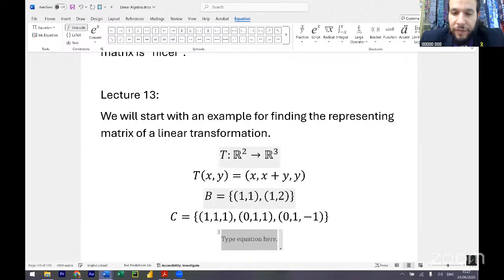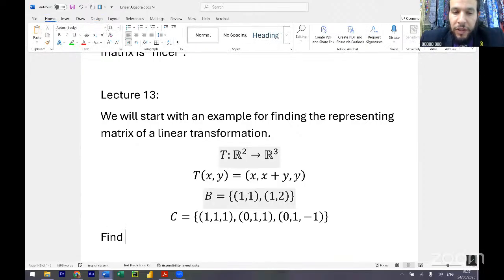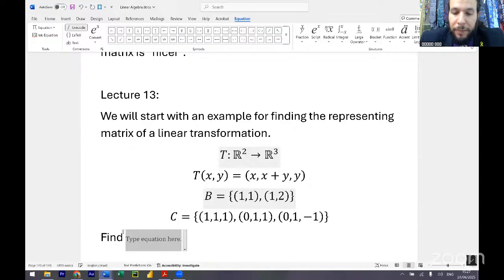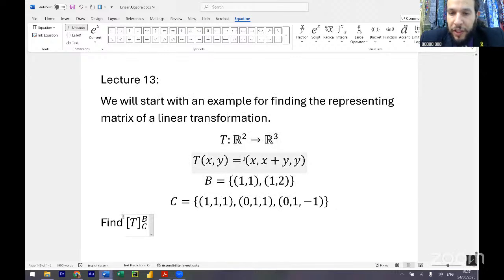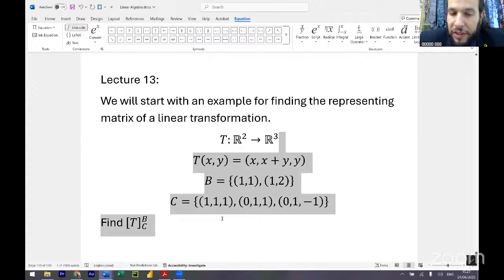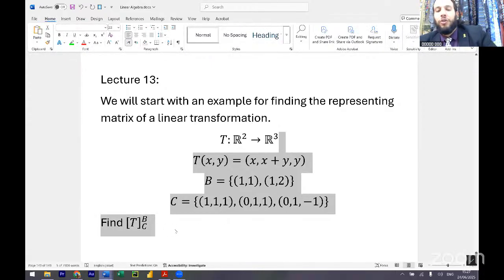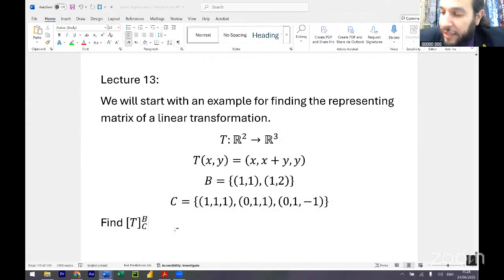Find the representing matrix of T from B to C. You want a matrix that does this operation here using the coefficients according to these horrible bases here. And the ability to do it is very important, not only for this course, but for the next course afterwards.